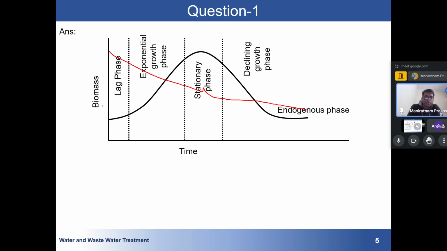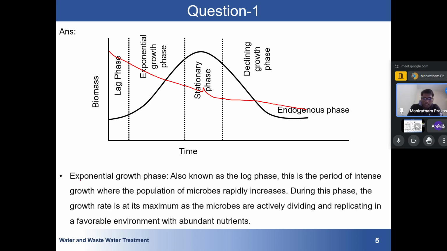In this phase the microbes adjust themselves to the conditions in the wastewater. After some time, the microbes will start eating the organic matter present in the system, and the organic matter concentration will start decreasing. At the same time, as they are eating, they are producing energy. So the population of the biomass will increase, and that phase is known as the exponential growth phase.